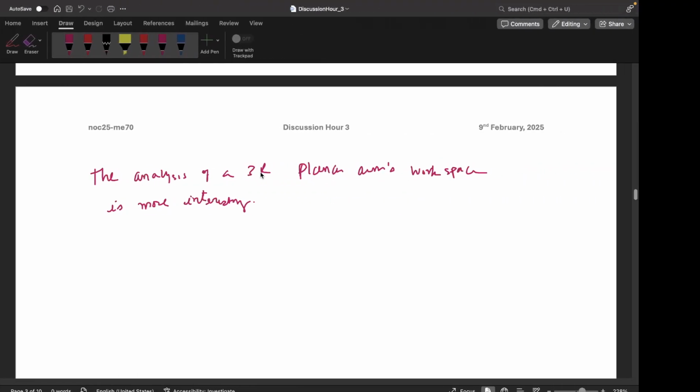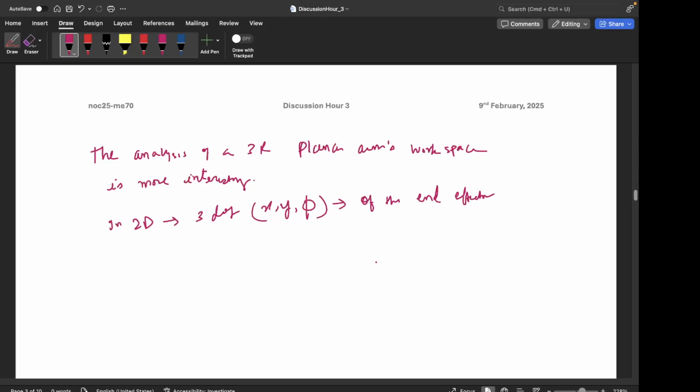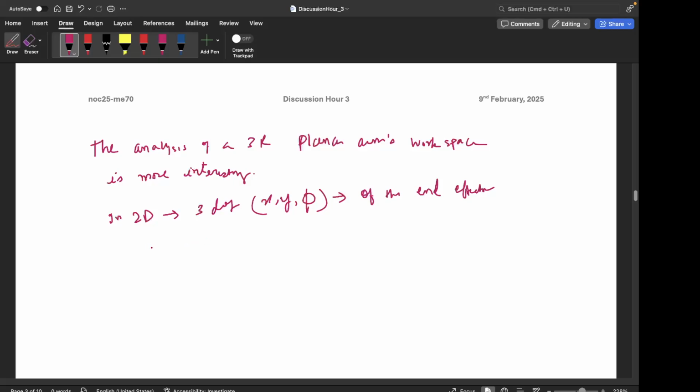So first we have to see that in 2D, as we discussed last week, we have 3 degrees of freedom. We have x, y, and the orientation, x, y, phi of the end effector, right? And basically 3R is sufficient to achieve any position and orientation in its workspace.